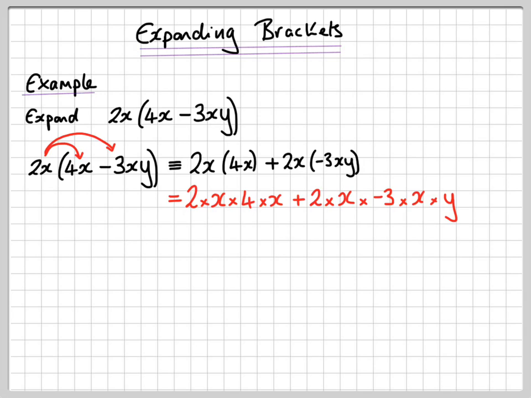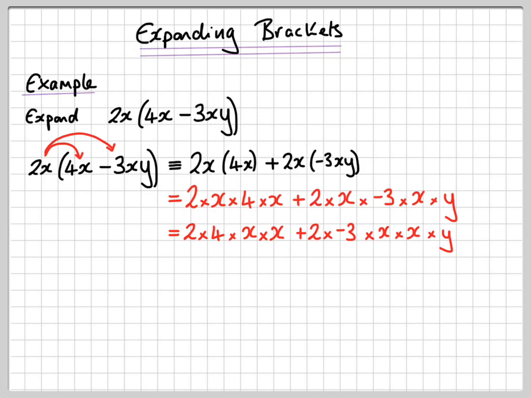Now the thing with multiplication is it doesn't matter which order you multiply together items in, you'll always get the same answer. So for example 4 times by 5 of course is the same as 5 times by 4. So I'm going to rearrange the order now, and I'm going to start off with the numbers in each term first. So the first term can be written as 2 times by 4 times by x times by x, and the second term can be written as 2 times by minus 3 times by x times by x times by y. So I've just changed the order.